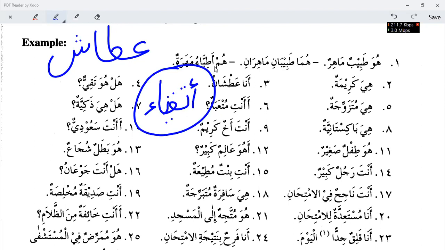Maharatun? Oh, that Maharatun. He said Maharatun is a plural form of Mahira. Yeah, but then she was one, both men the intelligent. So there, I told you there is no rule for Jama Muzakkar Salim. Okay.